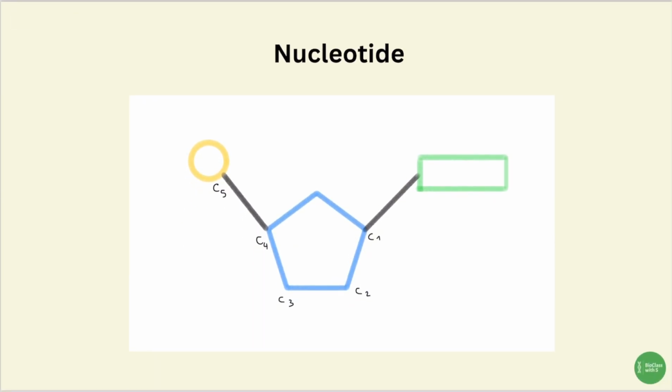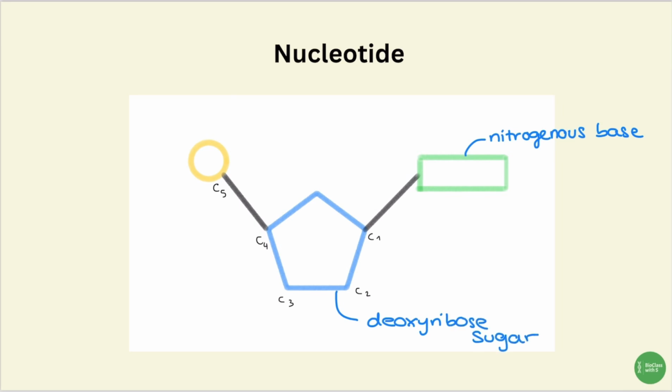It's important to know how to label these three important components. So first up is the nitrogenous base right here. In the middle, we have the deoxyribose sugar. It's also called pentose sugar. And then on the top left, we have the phosphate group.